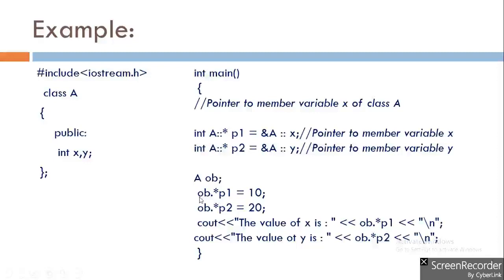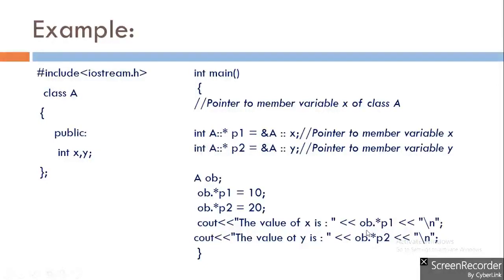and using the dot operator with asterisk symbol, another member dereferencing operator, we will initialize data members X and Y using the pointers. That means OB dot star P1 equal to 10 will assign value 10 to variable X, and the second line will assign value 20 to data member Y. Now in the next two lines we will display the values of data members X and Y using the pointer to the member.